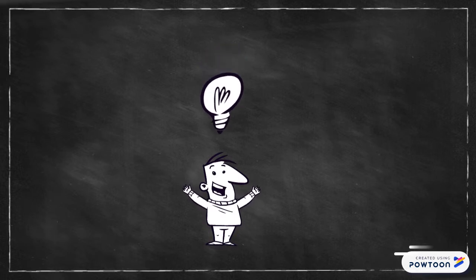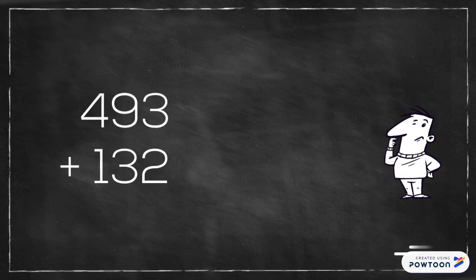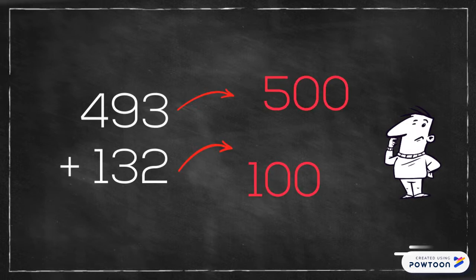Let's revisit how we might estimate with whole numbers. We're given the equation 493 plus 132. One way you might estimate the answer is to say 493 is close to 500 and 132 is close to 100. So by adding 500 to 100, we get 600, which should be close to our actual answer.